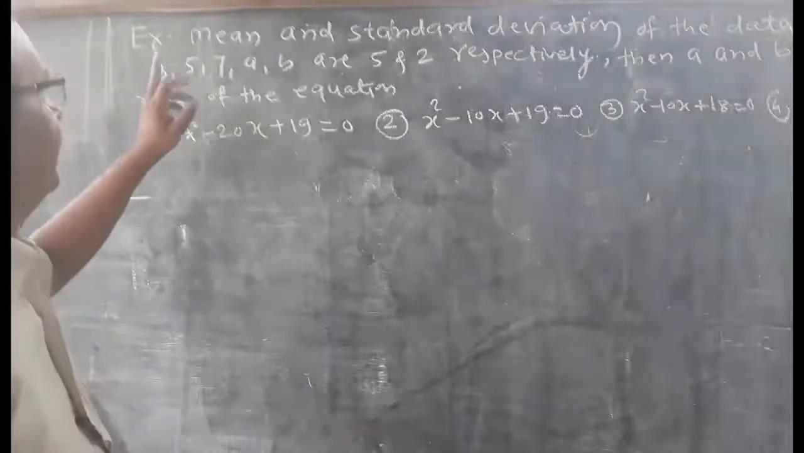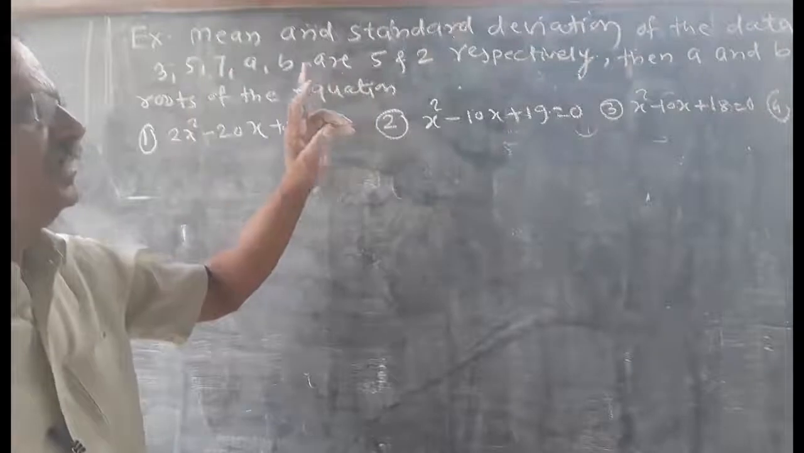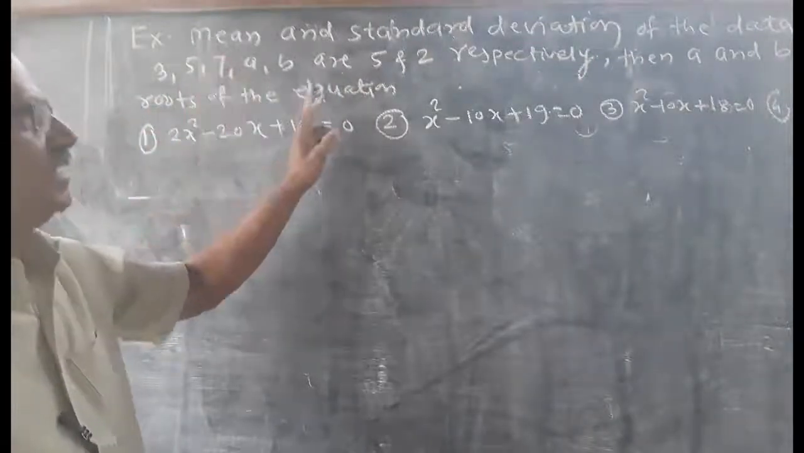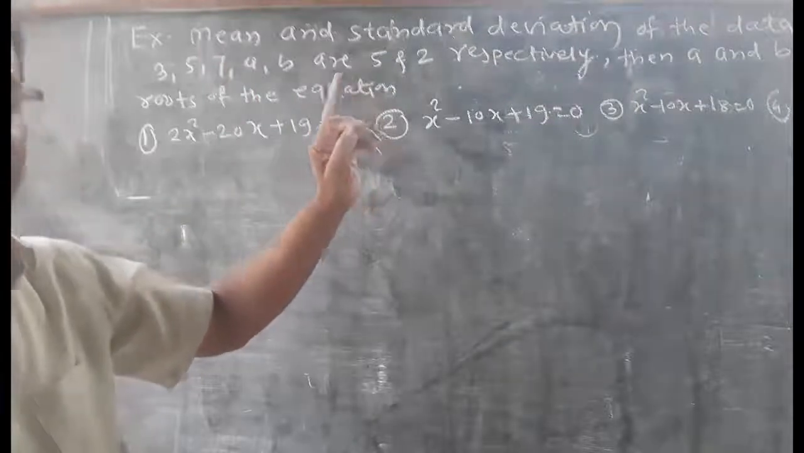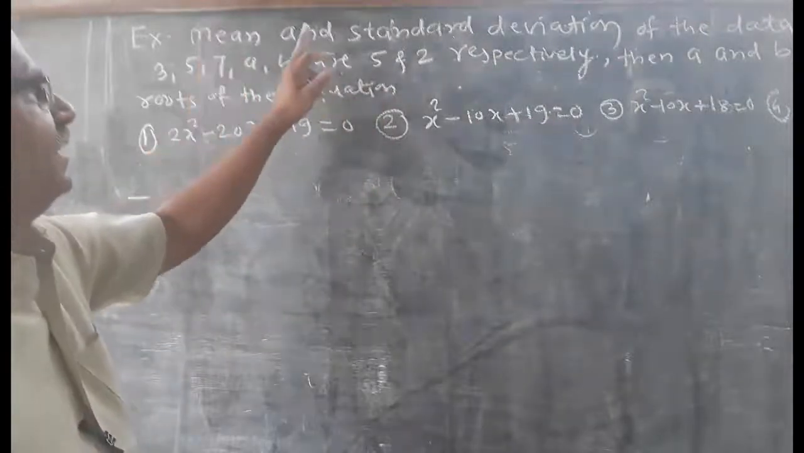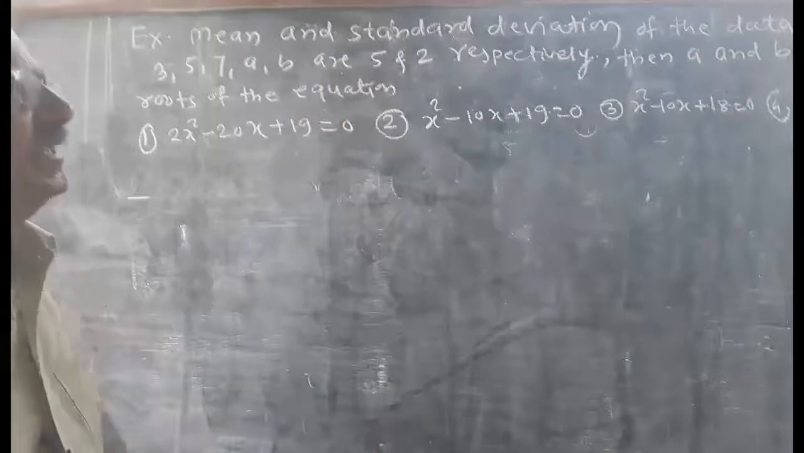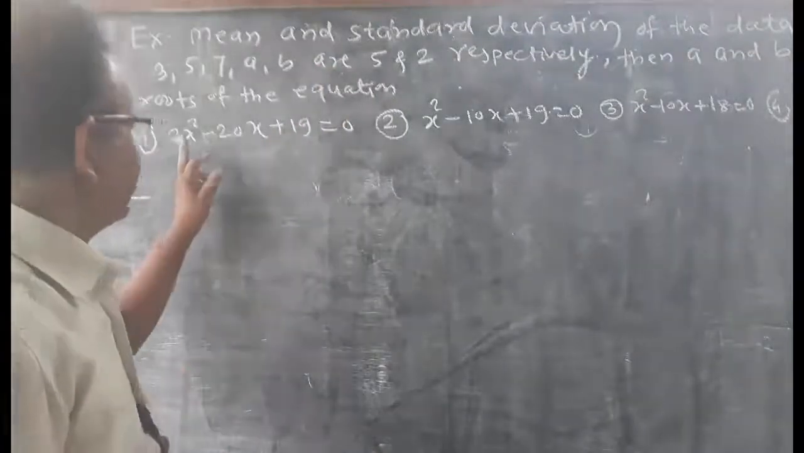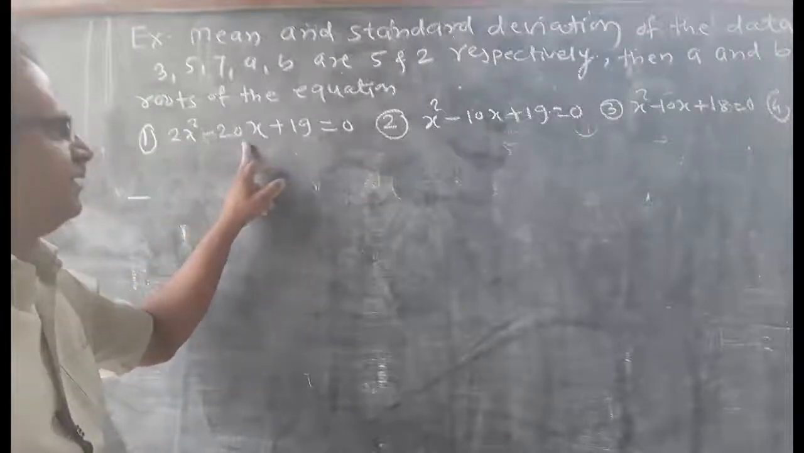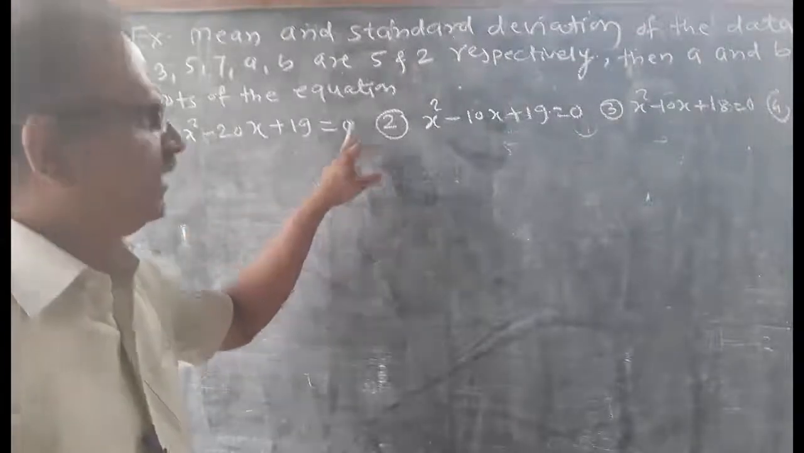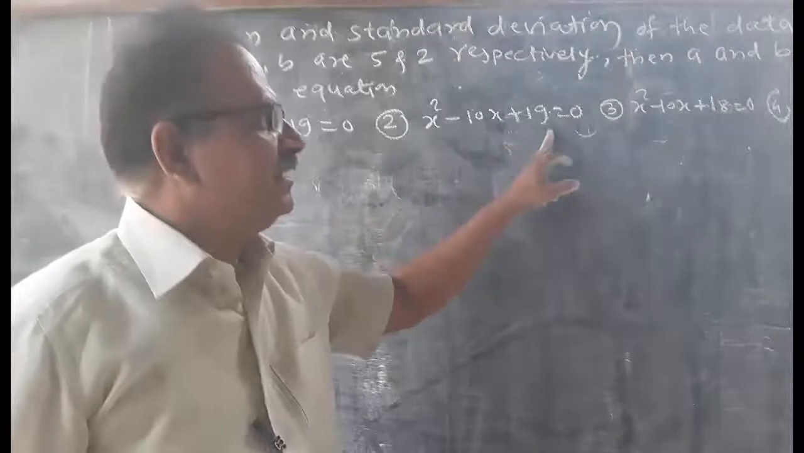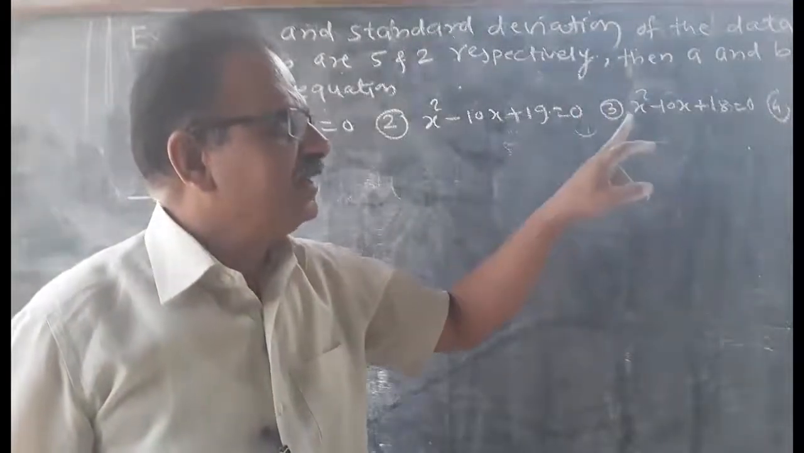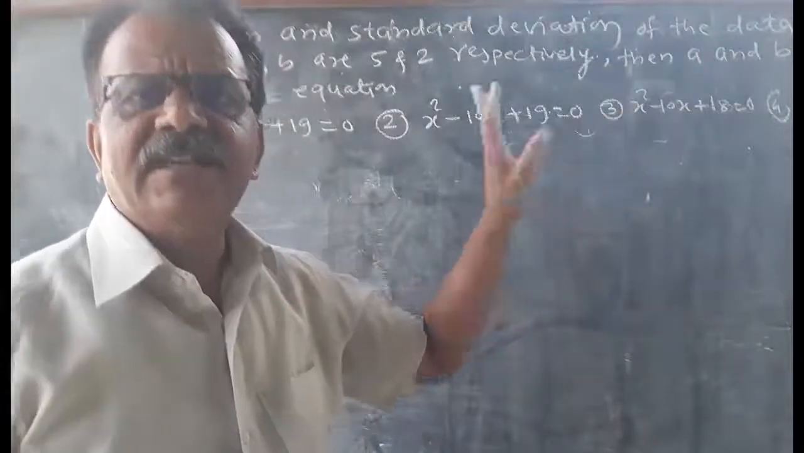Our problem is: the mean and standard deviation of the data 3, 5, 7, a and b are 5 and 2 respectively. That means mean is 5 and standard deviation is 2. Then a and b are roots of the equation. The options are 2x square minus 20x plus 19 equal to 0, x square minus 10x plus 19 equal to 0, x square minus 10x plus 18 equal to 0, x square minus 20x plus 18 equal to 0.